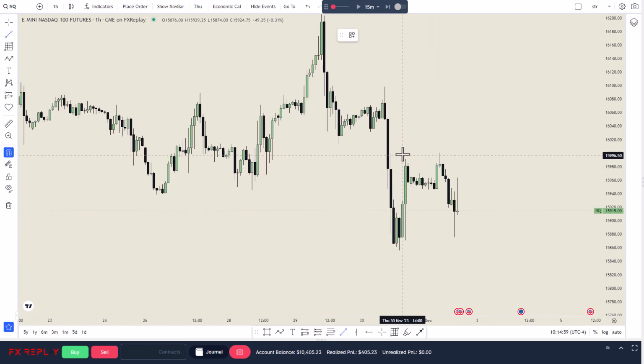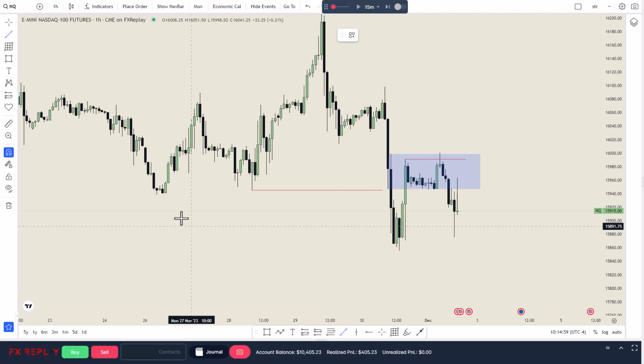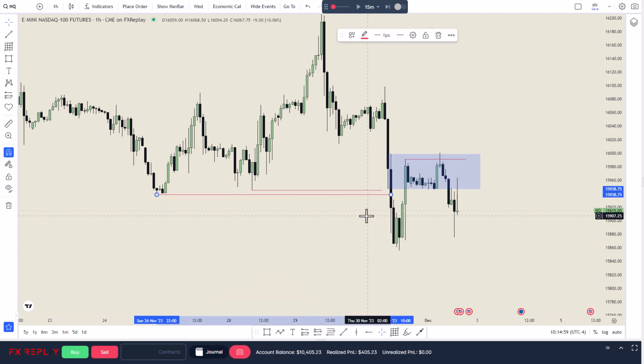We can see that we have some sweeps right here. This zone right here is the SNDR. So it is the one responsible for breaking this, and also this.